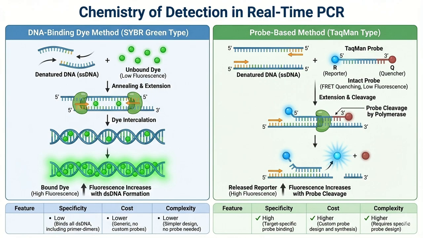SYBR Green binds to all double-stranded DNA and fluoresces. It is simple and economical, but can detect non-specific product. Probe-based systems use sequence-specific probes that fluoresce only when the correct target is amplified, increasing specificity. Choice depends on budget, specificity needed, and assay type. No matter which chemistry is used, both generate a fluorescence curve, and from this fluorescence curve, we determine the CT value.